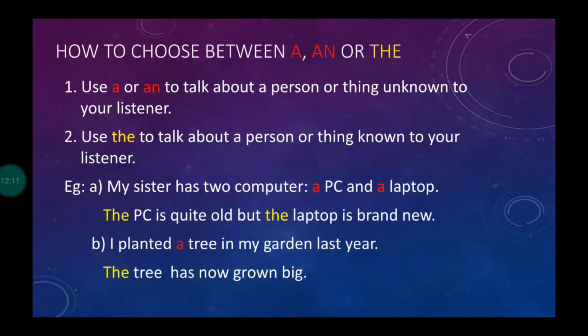Now, in the first example: my sister has 2 computers, a PC and a laptop. So you use a PC and a laptop. Why? Because it's the first time you're saying something. Earlier it was unknown to your listener. Then you say, the PC is quite old, but the laptop is brand new. So the first time you say a PC and a laptop, but the second time that you mention it, it becomes known to your listener. So you will say the PC and the laptop.